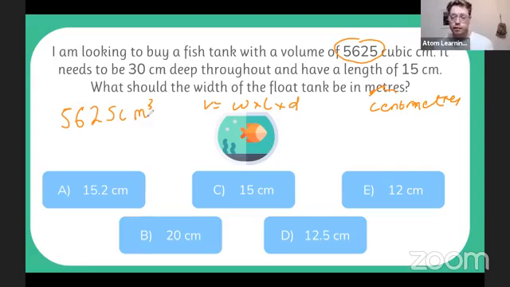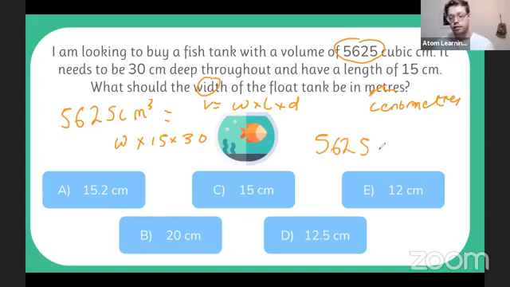So we've got 5,625 centimeters. We know that our depth is going to be 30. So I'll have that at the end. We know that our length is going to be 15. What we don't know is the width. So width times 15 times 30 equals 5,625 centimeters cubed. So we have two things we could do now.